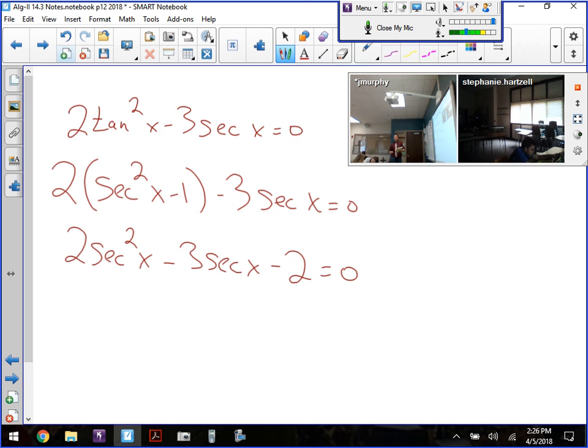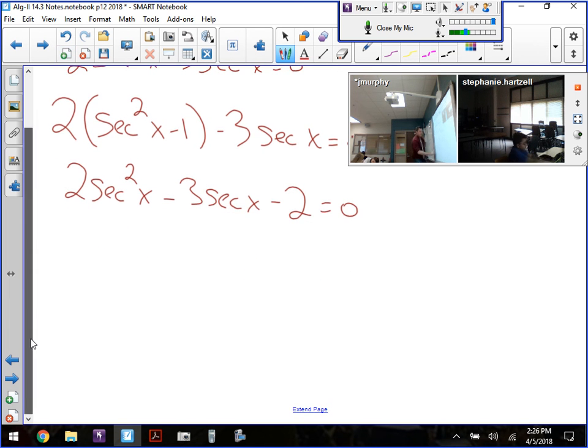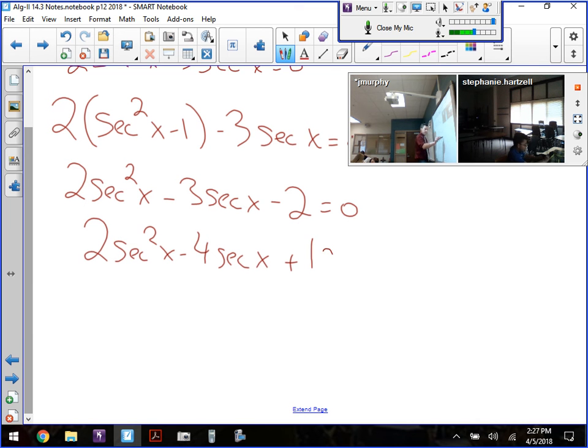Let me show you the setup on a weird one. Well, this one's in terms of secant. Okay, I should probably do this one because it's an oddball with the secant here. So you get 1 times what was negative 4, you add together to get negative 3: negative 4 and positive 1. So I'll go 2 secant squared x minus 4 secant x plus 1 secant x minus 2 is 0. Just split it apart like we've done before. And now I want to get GCFs. When I do GCFs, I'm going to have a 2 secant and a 1.